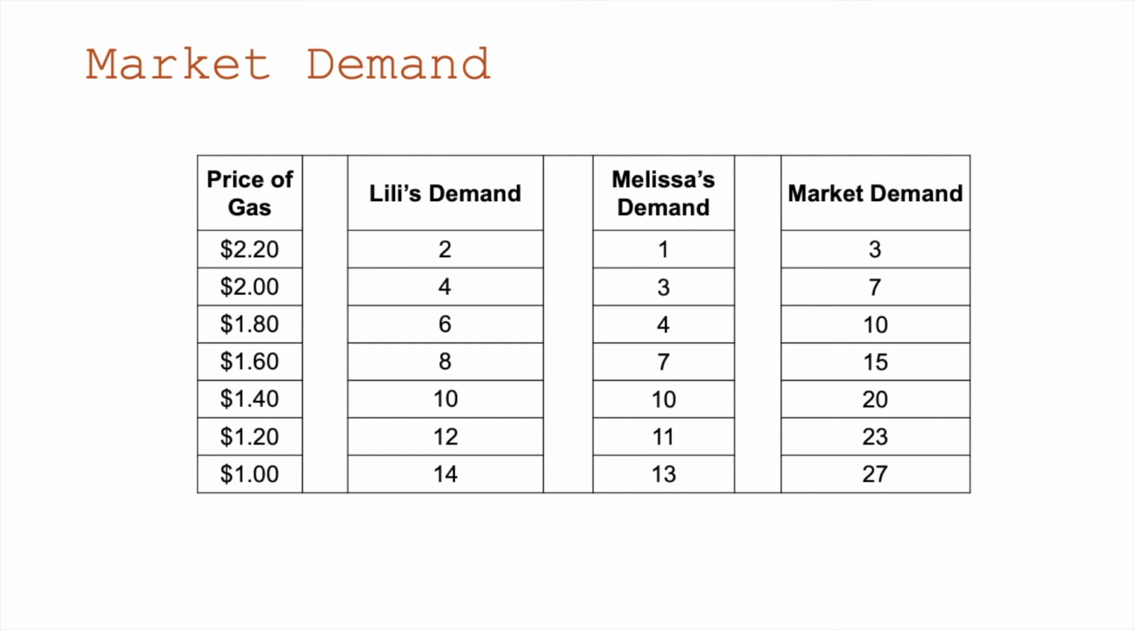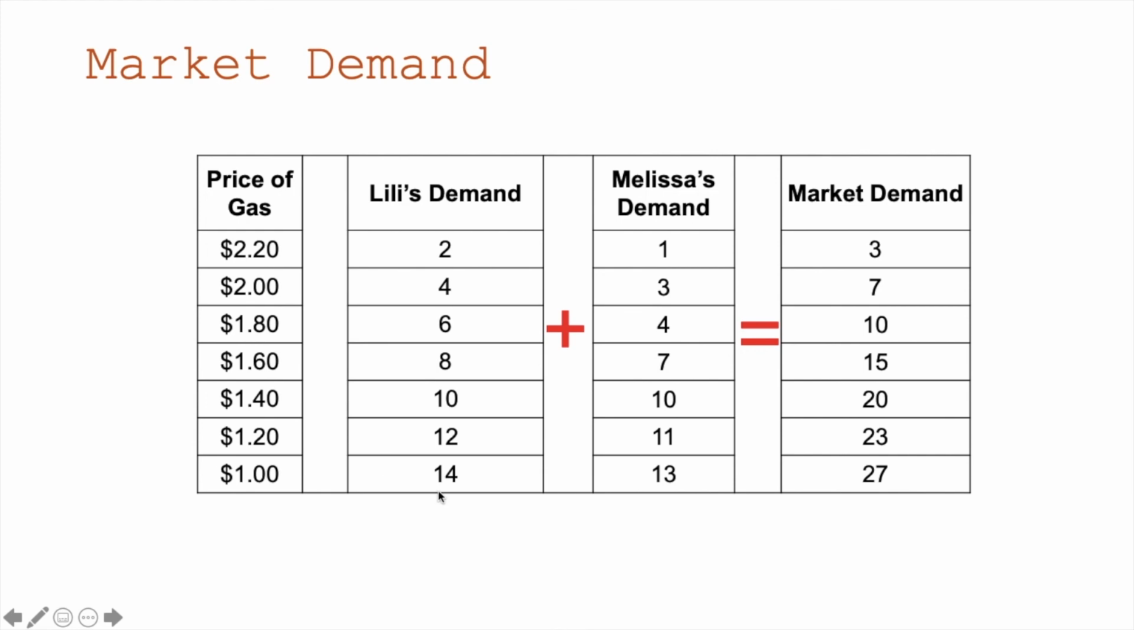So here's an example. Let's suppose that we have this very small market that only consists of 2 people, myself, Lily, and let's say Melissa. So I've got my demand schedule, Melissa's demand schedule. We add across here. That's why that last slide, that last definition said horizontal sum, and we're able to get the market demand. So at a price of $2.20 per gallon, my quantity demanded is 2, Melissa's is 1, market demand is 3. Because 2 plus 1 is 3.